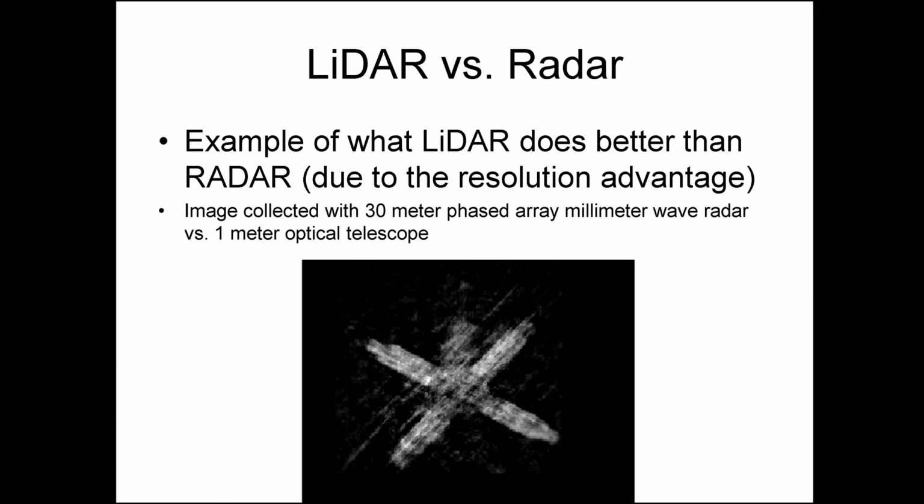So you can see between the two that the detail available in the image collected with the optical telescope far exceeds what you can see with a fairly large array of radio telescopes. And conceivably, if you made the millimeter wave radar array hundreds of times bigger, you could achieve similar resolution, but it would come at the extremely painful cost of building such a large array of radio telescopes.